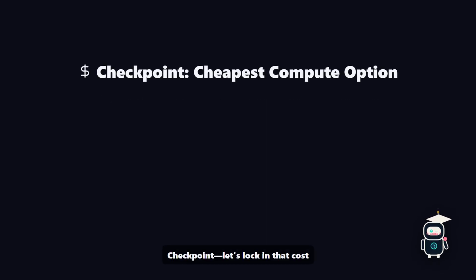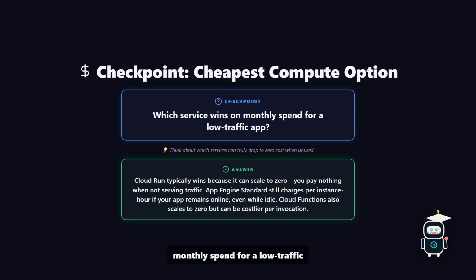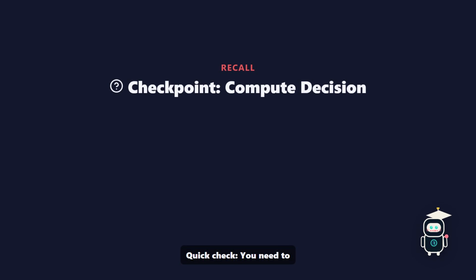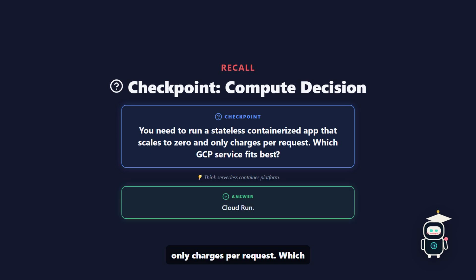Checkpoint. Let's lock in that cost data. Which service wins on monthly spend for a low-traffic app? Pause and recall. Quick check. You need to run a stateless containerized app that scales to zero and only charges per request. Which GCP service fits best?